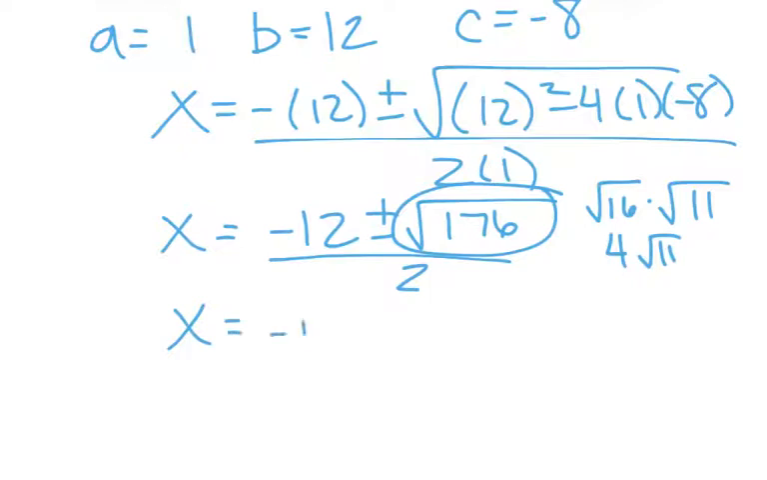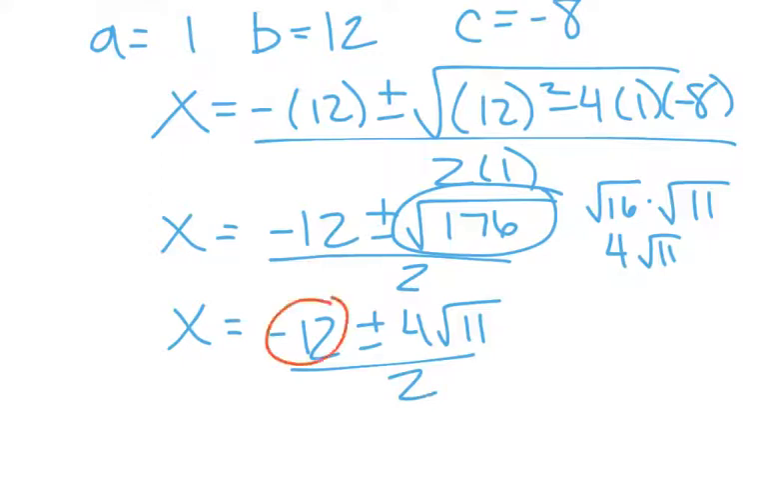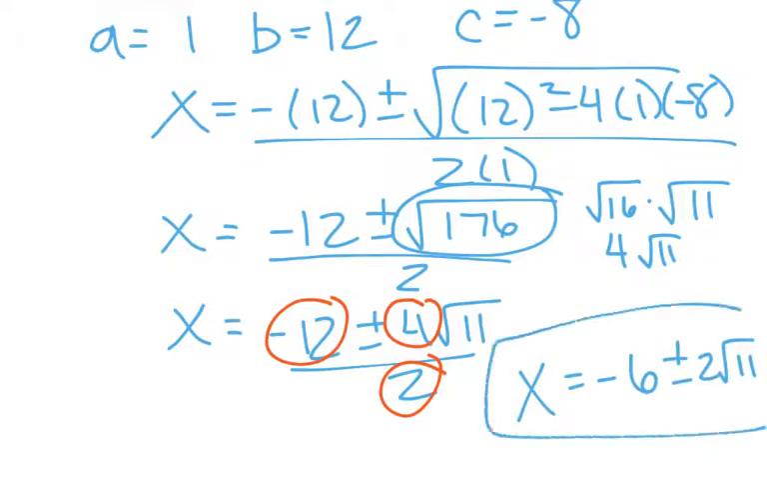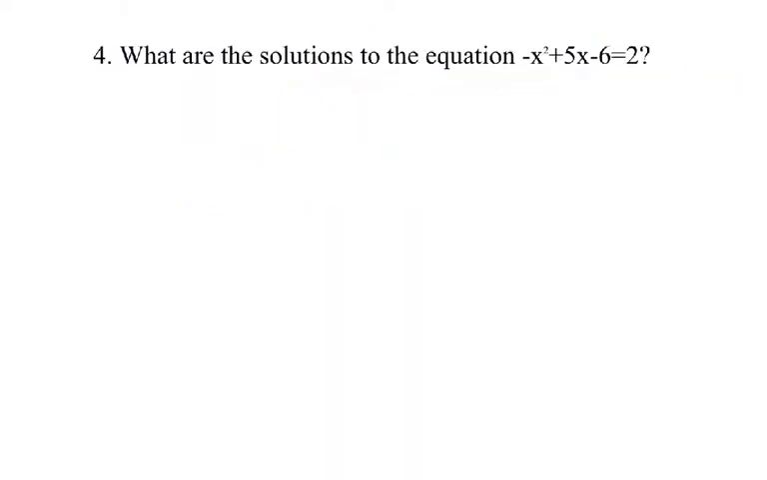So now I'm going to rewrite it: negative 12 plus or minus 4 square roots of 11, divided by 2. Remember, forget about the radical. Look at the 3 numbers. They're all divisible by 2, so that's what I need to do next. So negative 6 plus or minus 2 square roots of 11. Those are my 2 solutions. So you could graph that and get the same answer, but there'll be some crazy decimals. It's up to you.